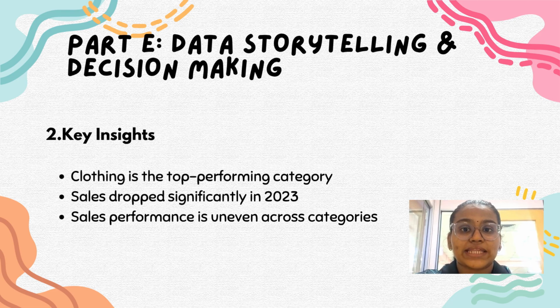Now, let's look at the key insights we have gathered. First, the clothing category stands out as our top performer, consistently leading in sales. However, as I mentioned earlier, the significant drop in 2023 is our highest concern right now. It's also important to note that sales performance is quite uneven, while some of our categories are struggling more than others. The general viability is something that we need to address immediately.